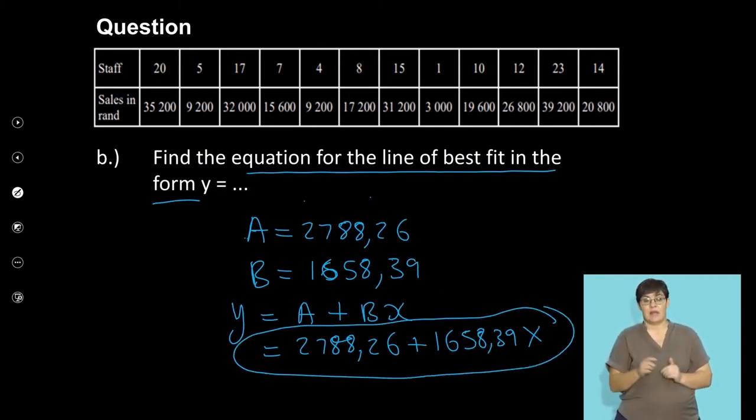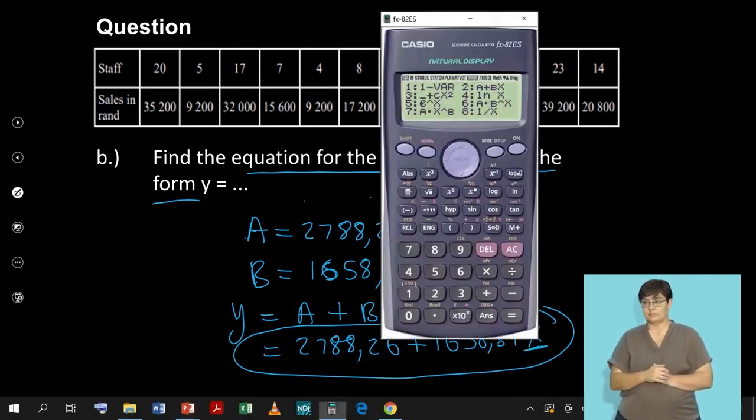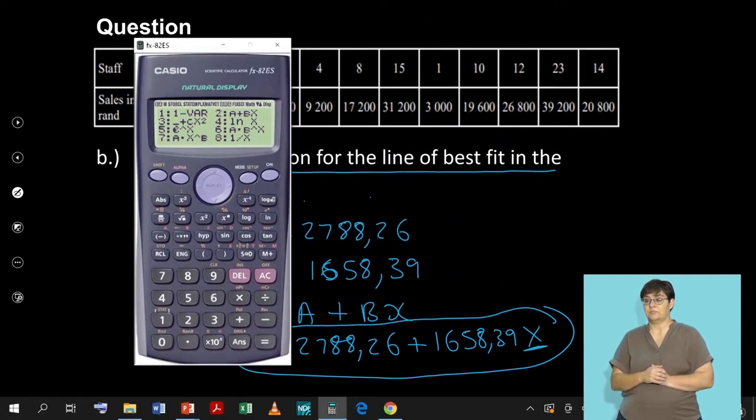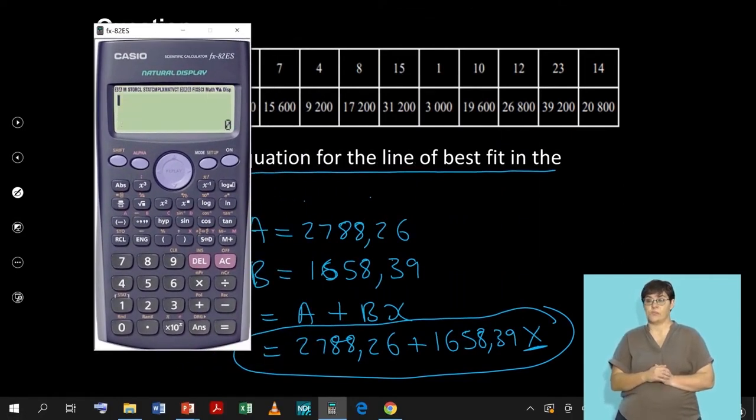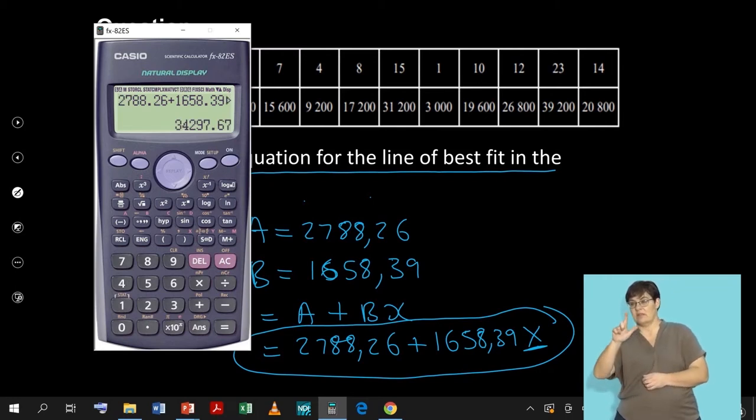Okay, so I'm going to use my calculator. When I see X, I'll put what? 19. So let's use our calculator. Clear everything. So it's 2788.26 plus 165.839 times my X value, because the manager wants to use 19 staff. So we get what? 34,000 something, above 34,000.